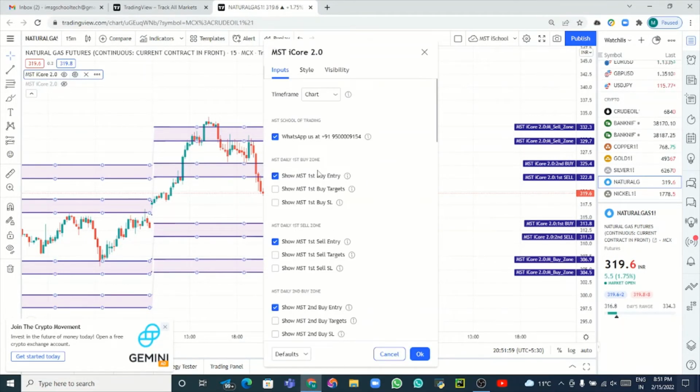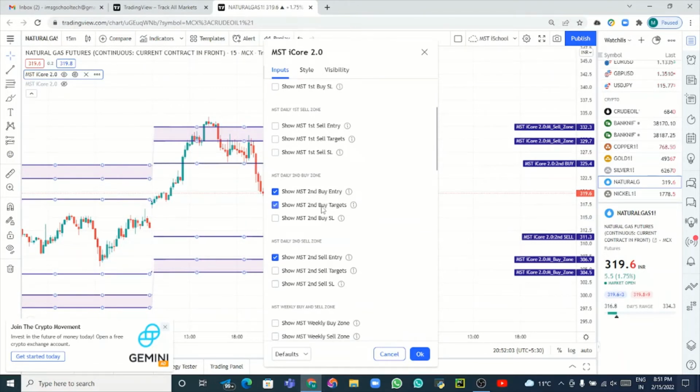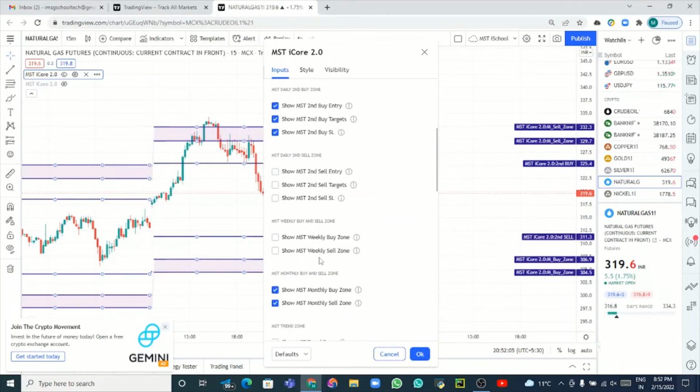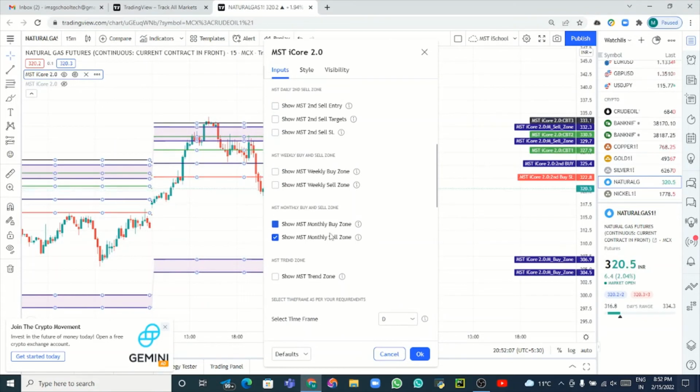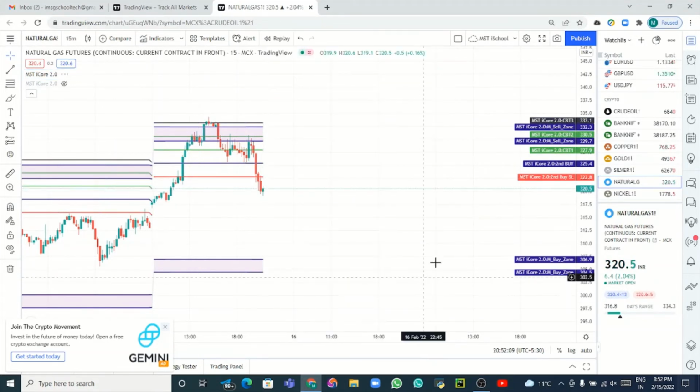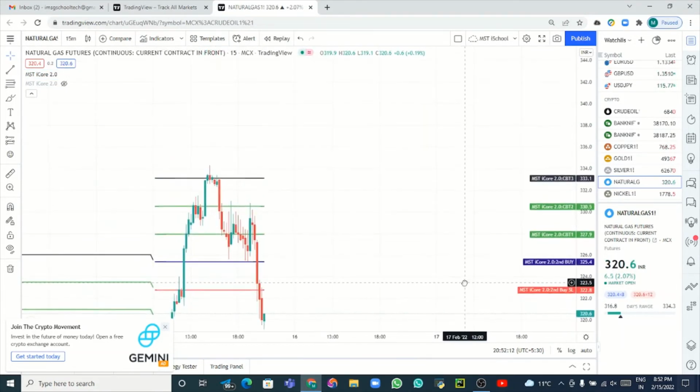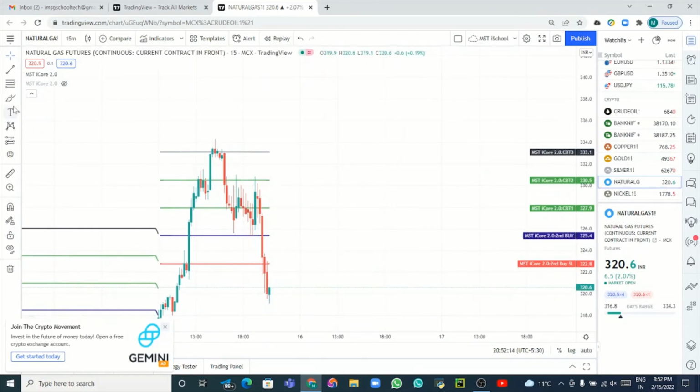So now how to see that? So remove this second buy and second buy SL, remove this and remove everything. See here, second buy activated here, second buy activated and all the targets have been achieved. So after reaching third target, then it is coming down.